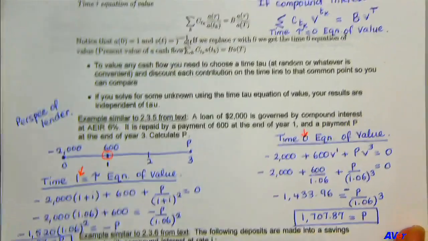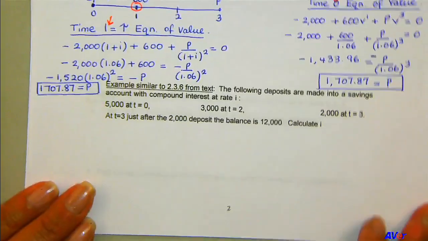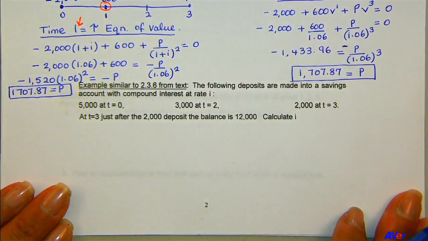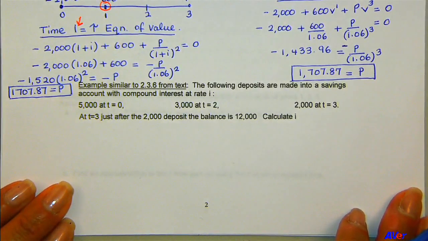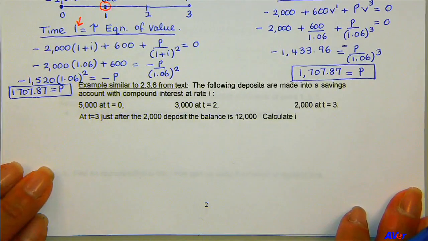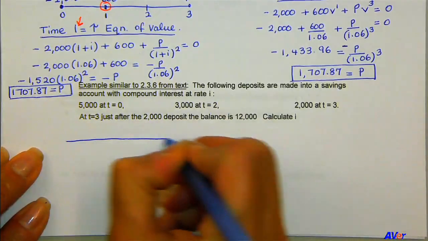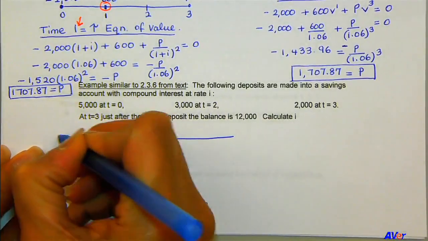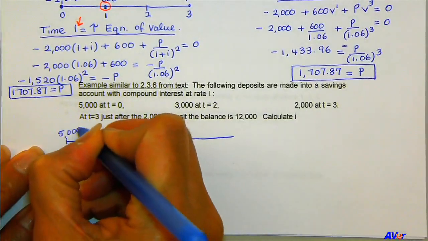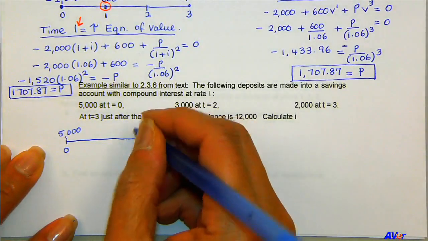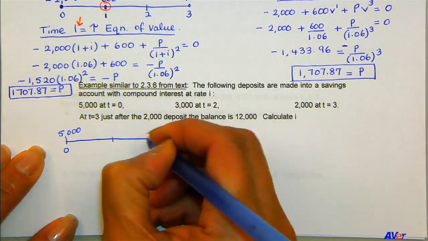Okay. So next problem. Example similar to 2.3.6 from text. The following deposits are made into a savings account with compound interest i. 5,000 at t equals 0. Let's do it. 0, 5,000. Timeline is crucial. 3,000 at t equals 2.